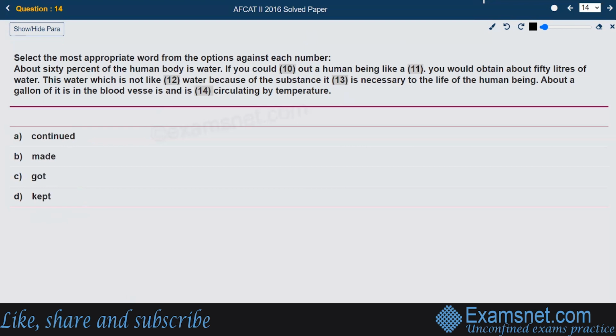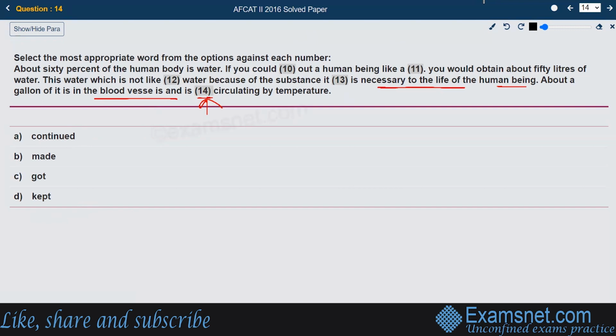Next, it is necessary to the life of human beings. About a gallon of it is in the blood vessels, is dash circulating by temperature. So it is talking about the blood vessels being circulated by temperature. Okay, so let us see what word can come here.